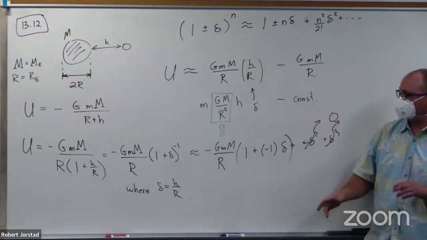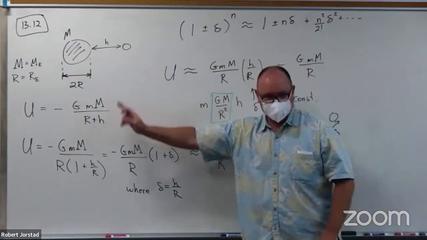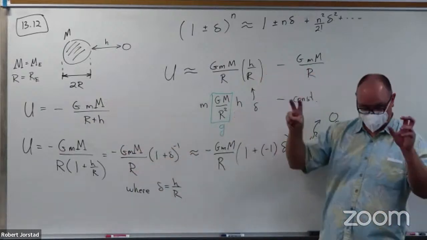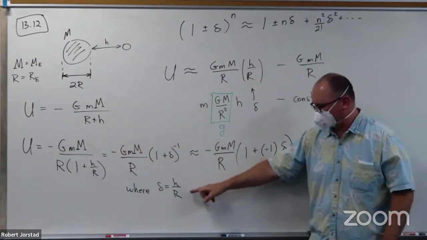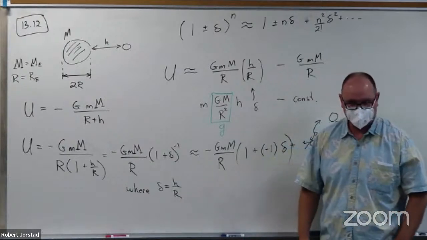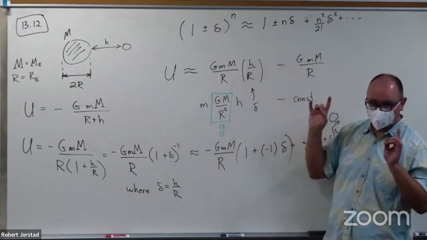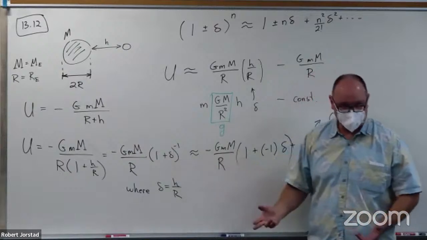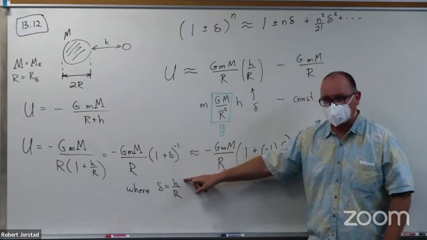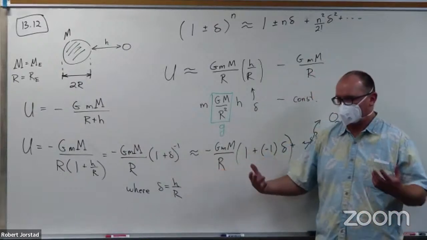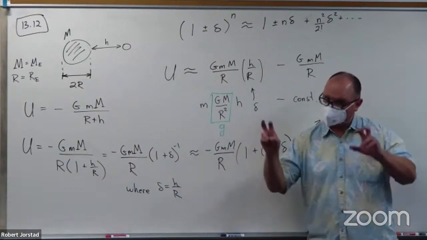I just wanted to show you that this equation is approximately equal to this as long as h is much, much less than the radius. This equation is only true if delta is small, which means h has to be near Earth's surface. That's why we always have been using mgh near Earth's surface.